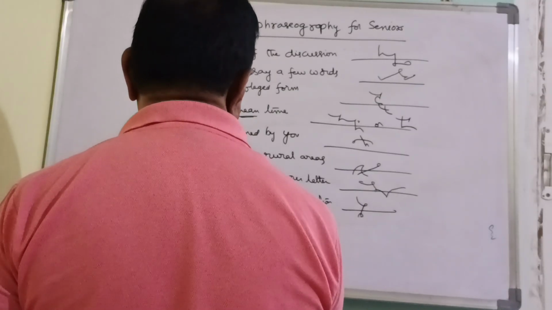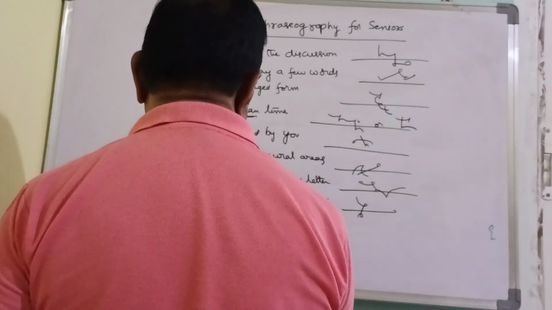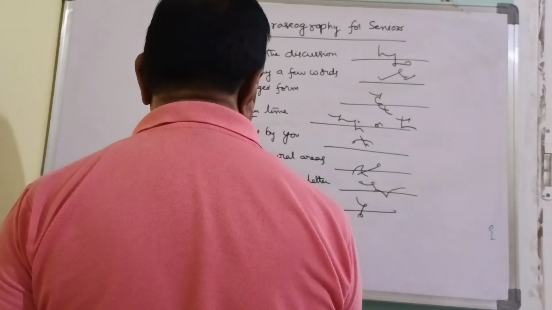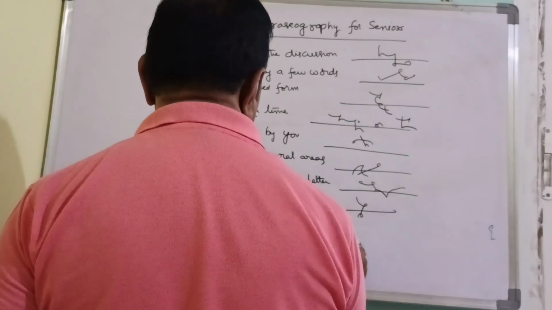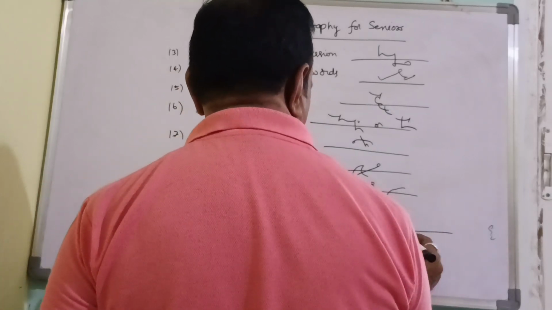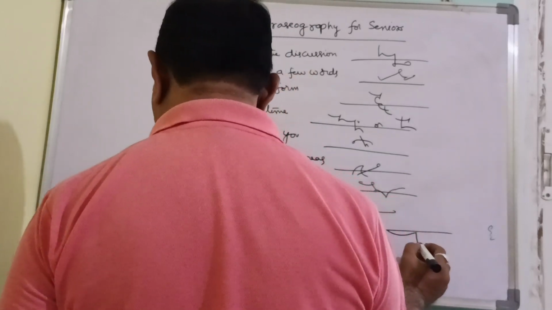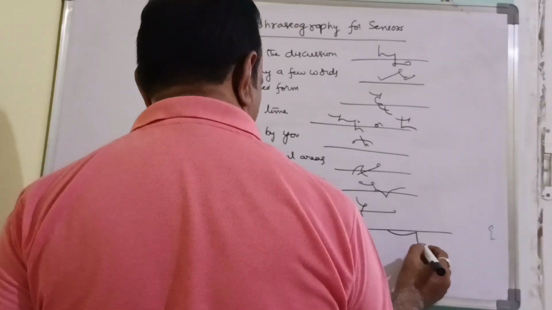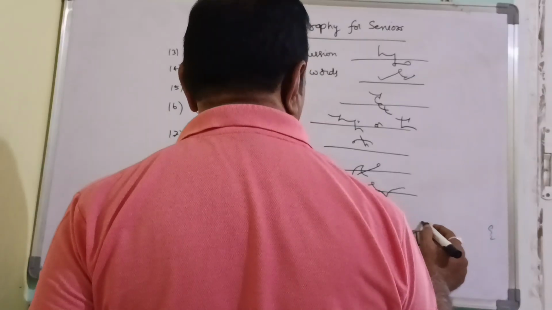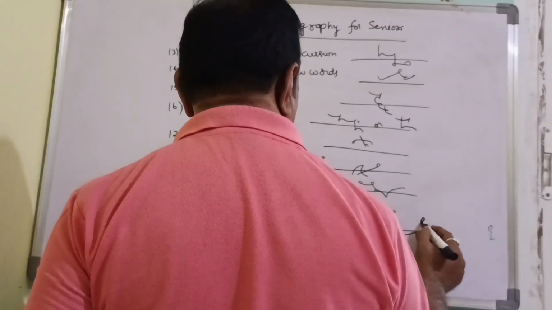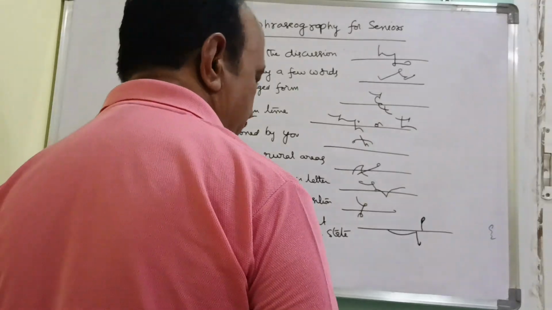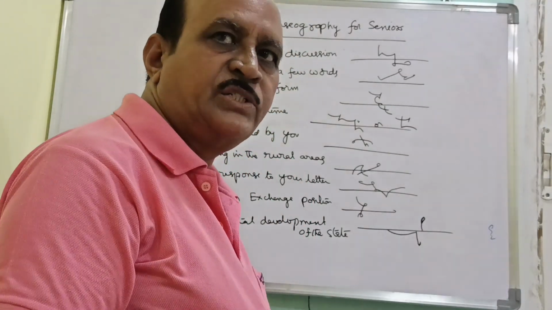Industrial development of the state. We will write industrial development like this. Of the state, you are writing here, then you can write the state sign here. Development of the state, right? Industrial development of the state.